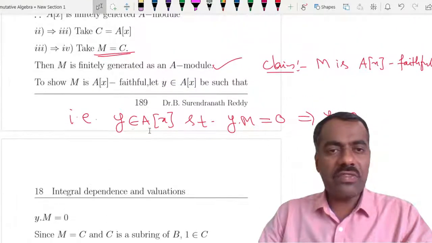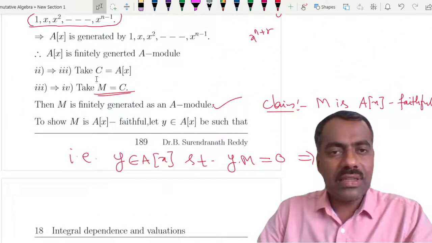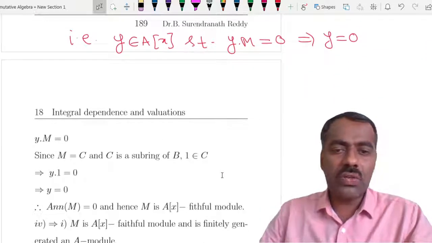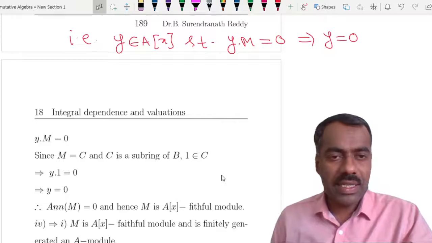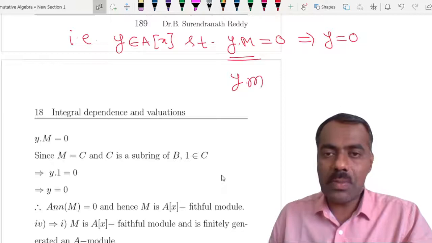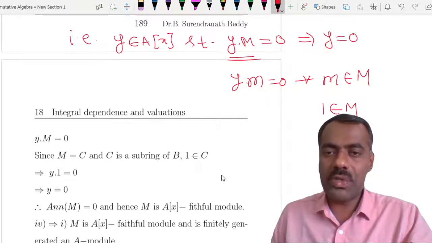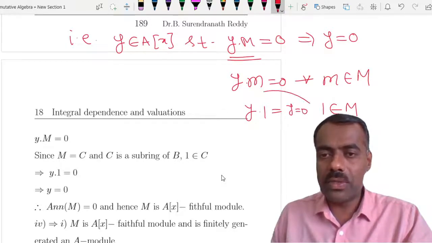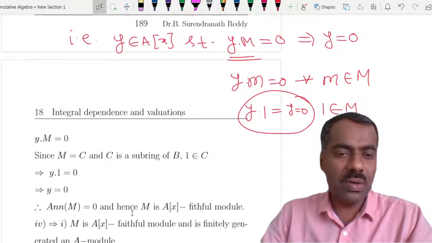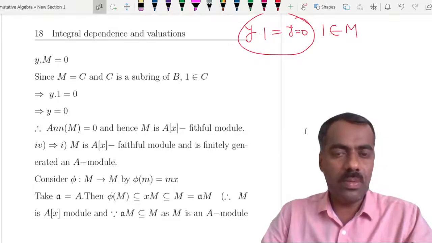So start with y times M is 0. Because our M is C and C is a subring, obviously 1 will be there in C, so 1 is also there in M. What is meant by saying y times M is 0? It means y times any small m is 0 for all m in M. In particular 1 is in M, so y times 1, which is y, equals 0. So the annihilator of M is only 0, no other element is there. That means M is an A[x]-faithful module.